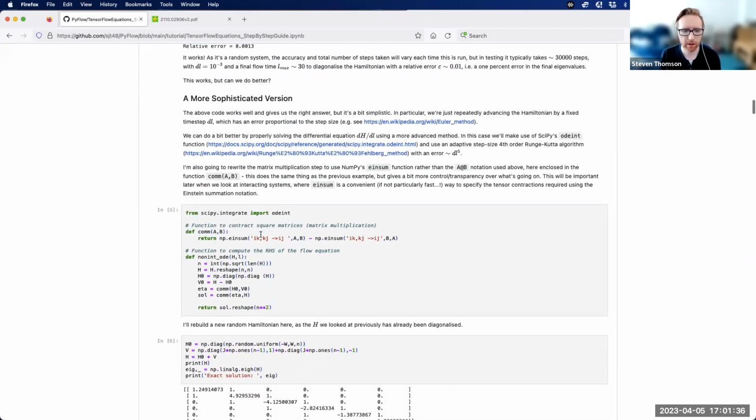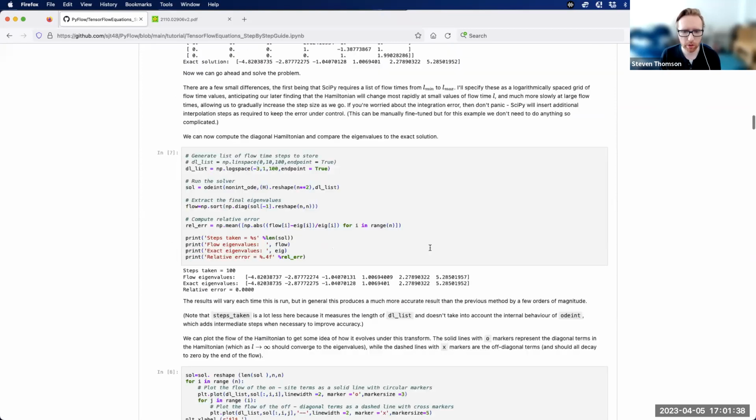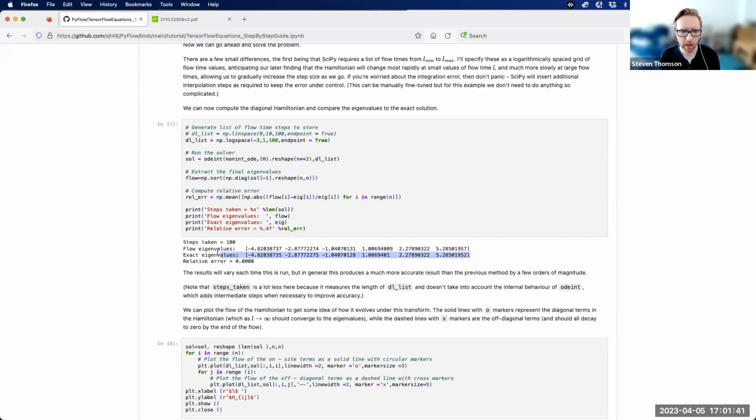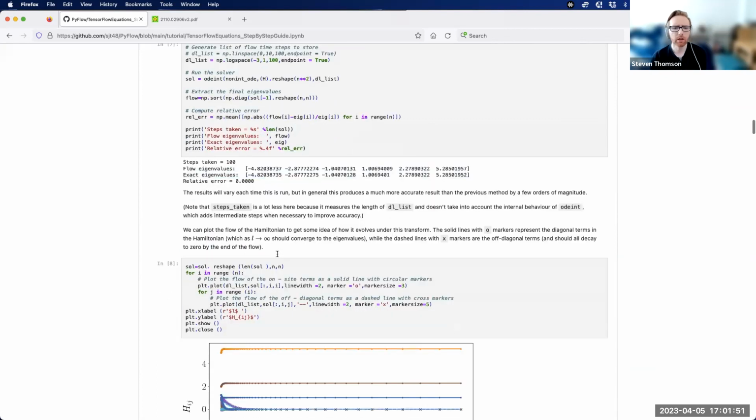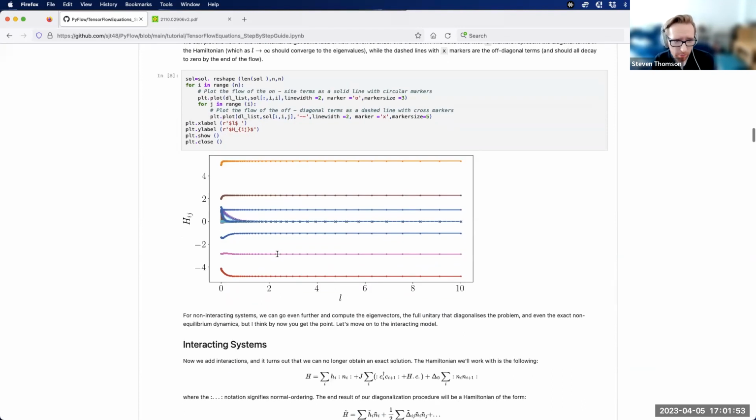I can repeat this here with a better integrator now, the fourth order Runge-Kutta. And now you can see that I can get the exact results and the flow equation results to agree pretty well to many decimal places. And this is what the flow of a non-interacting Hamiltonian actually looks like. A little bit hard to see, but the filled circles are the flow of the diagonal parts and the crosses are the flow of the off-diagonal parts. So the off-diagonal parts decay pretty quickly to 0, and the diagonal parts pretty quickly reach their final eigenvalues.